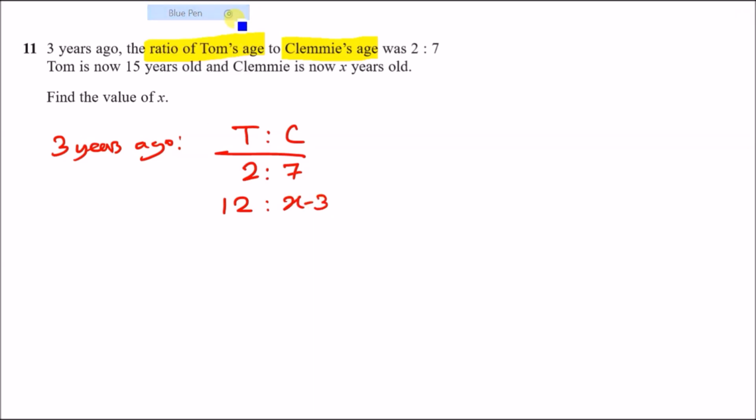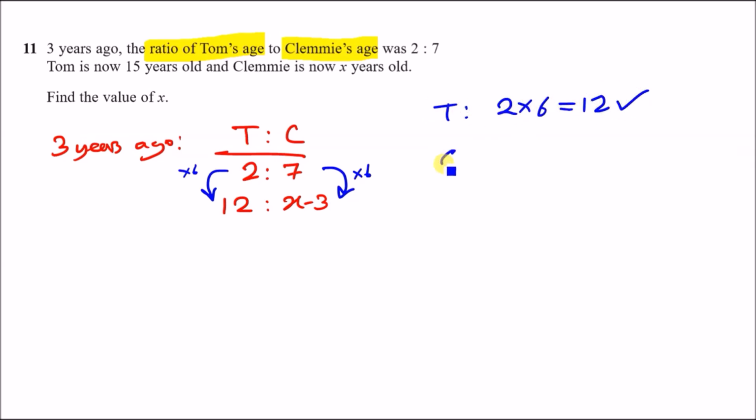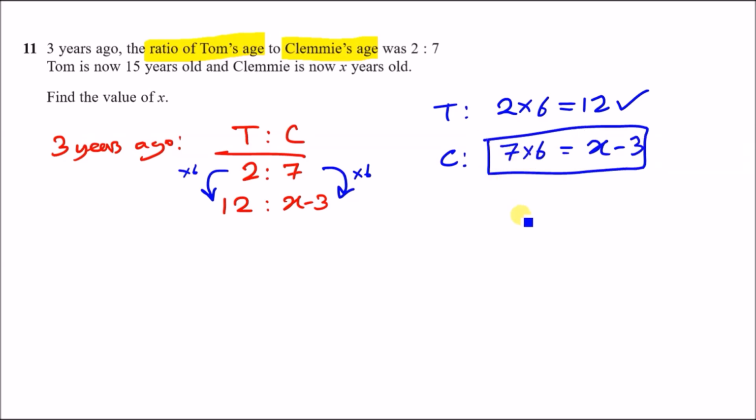Now, this is all the info we got. So to get the value X, what I would do is ask myself, what is the scale factor between 2 to 12 and 7 to that? Well, to get from 2 to 12, we can multiply by 6. Because ratios are like fractions, you've got to do the same on both sides. So using Tom's age, 2 times 6 must give us 12. That's correct. As for Clemmy, 7 times 6 must give us X minus 3. So now we just got to solve this equation. And we're done. So 7 times 6 is 42. That's going to equal X minus 3.